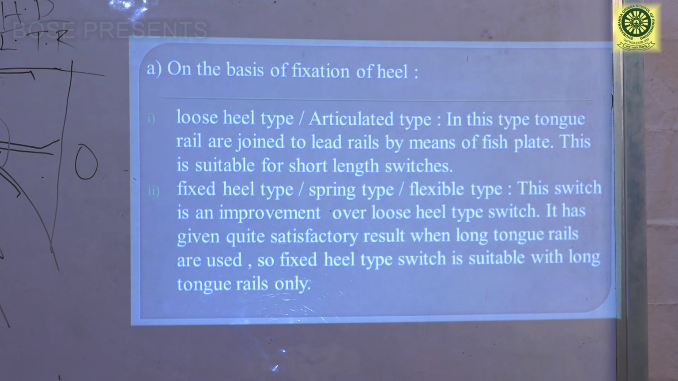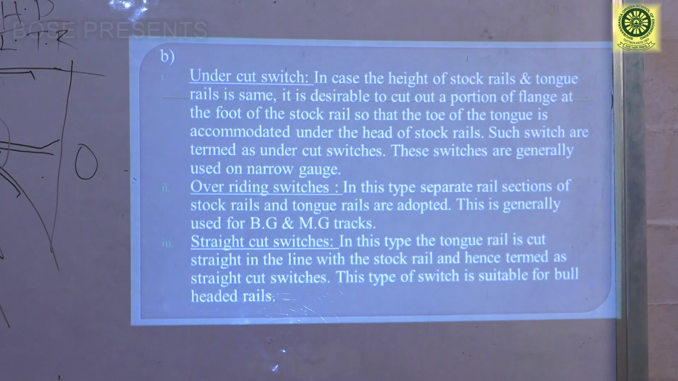Next is fixed heel type. This switch is an improvement over loose heel type switch. It has given quite satisfactory result when long tongue rails are used. So fixed heel type switch is suitable with long tongue rail only. Okay. Now come to the undercut switch. Okay. So look at the diagram of undercut switch.